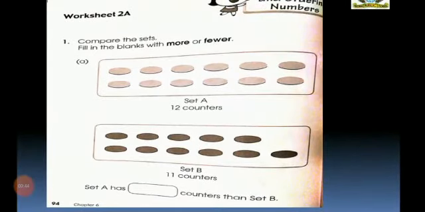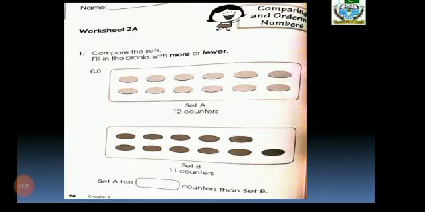Set A has dash counters, then set B. In set A there are 12 counters and set B has 11 counters. Which is the bigger number, 12 or 11? So set A has, yes, more counters than B.